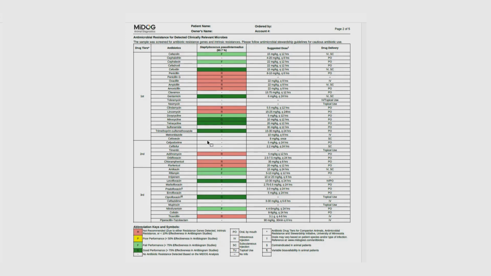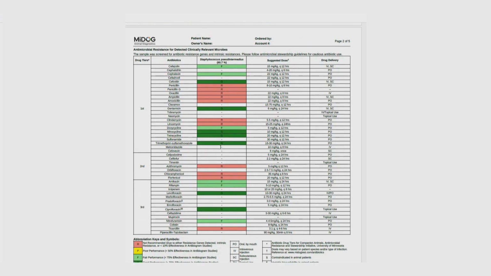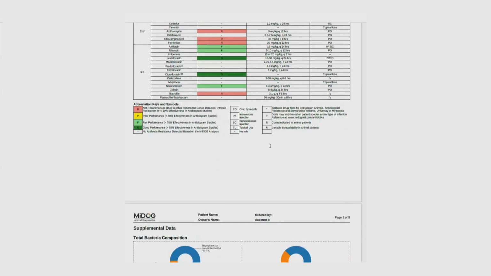75% effectiveness. We also include these blank cells with no antimicrobial resistance detected, indicating that there is no evidence that they are resistant to these antimicrobials, but it is not supported by antibiogram studies. We also include the suggested dose of each antimicrobial and the drug delivery method, although the suggested dose will vary depending on the patient type.